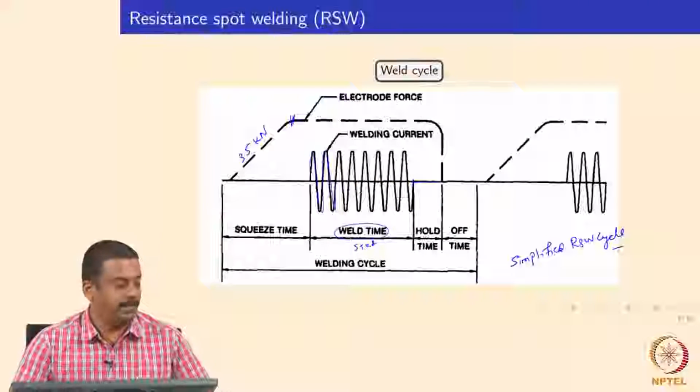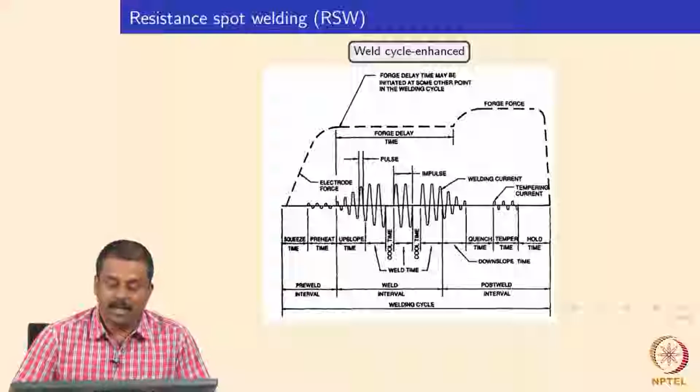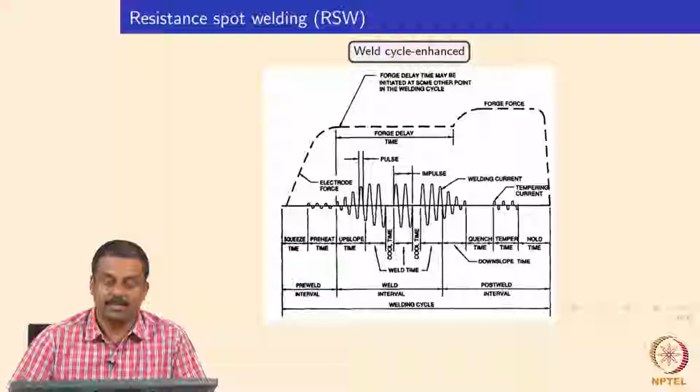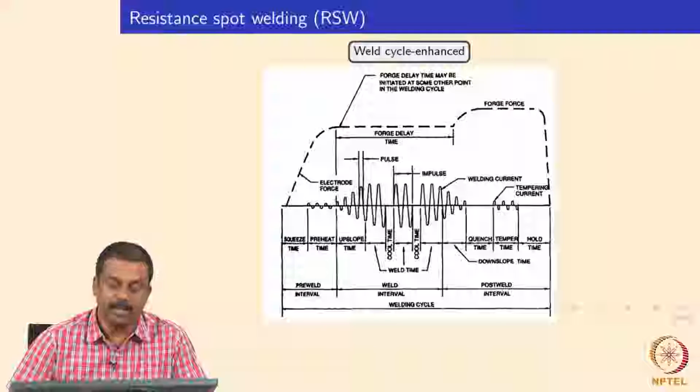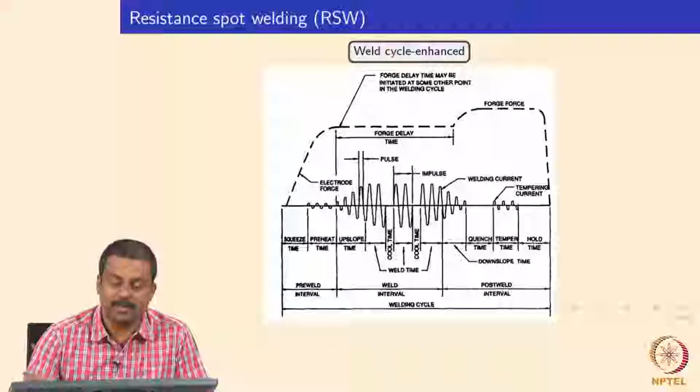So, this is the simplified resistance spot welding thermal cycle, but life is not that simple. We love to introduce some complexity to attain modifications in terms of microstructures as well as nugget geometry. Based on the automation of your resistance spot welding equipment, we can introduce various modified weld thermal cycles during welding.